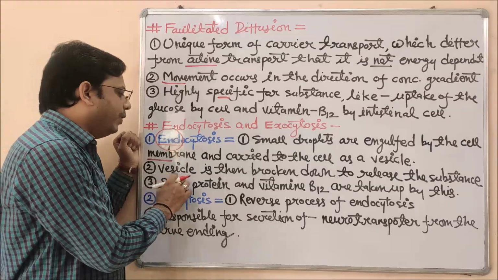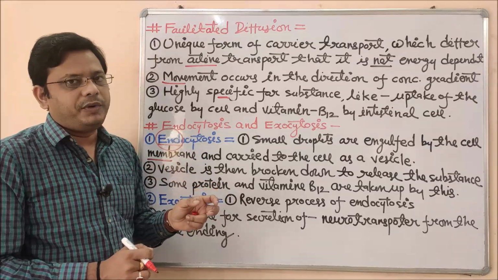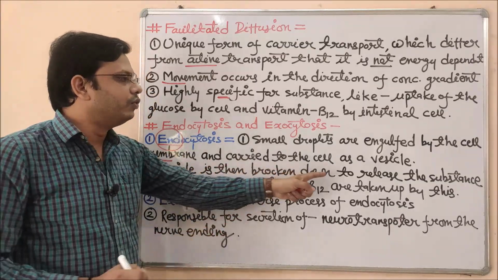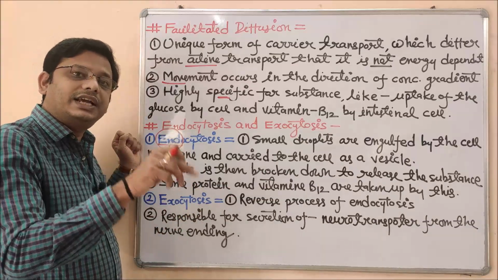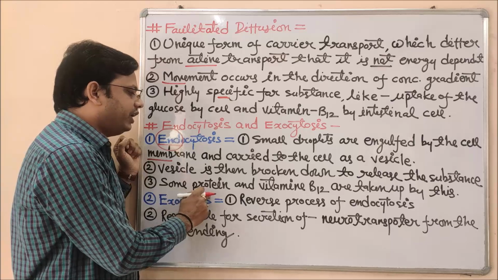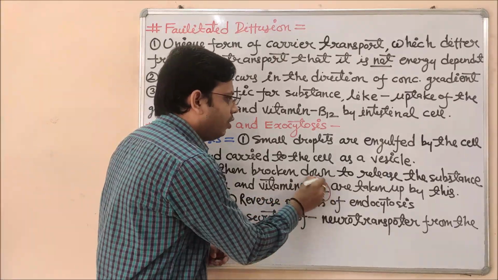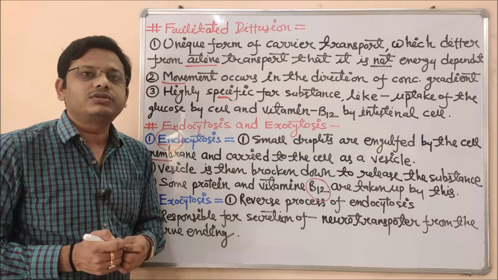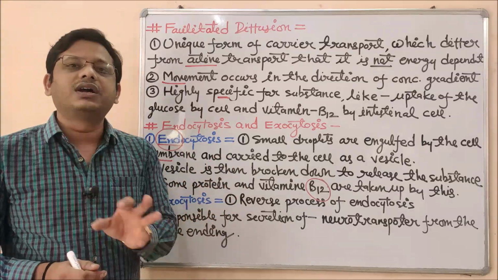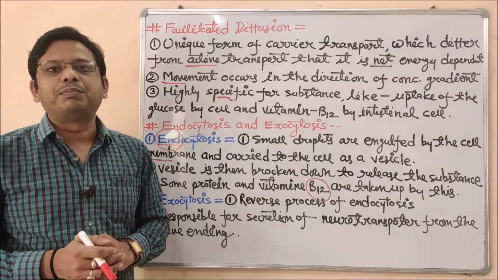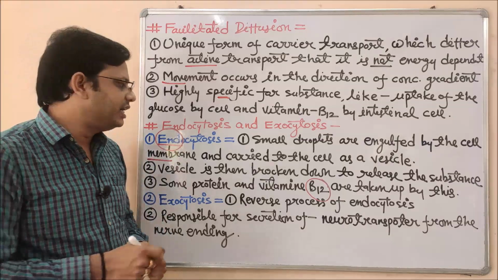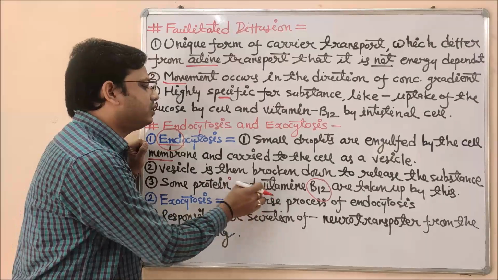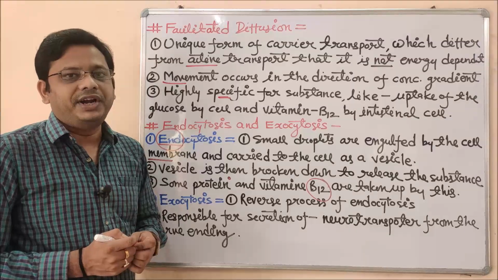Now coming to the second point: the vesicle is then broken. The drug or droplet molecule which was converted into a vesicle is now broken down to release the substance which it has taken in. Some proteins and vitamin B12 are examples of drugs taken by the endocytosis process. So endocytosis is a specific type of transport of drugs across the cell membrane, and in most cases it is applicable for molecules of higher molecular size. Examples are proteins, because they are of higher molecular size, along with vitamin B12, which is taken by endocytosis.